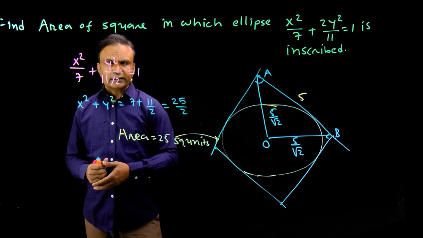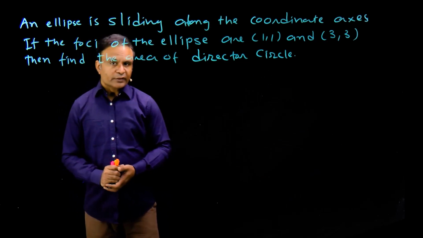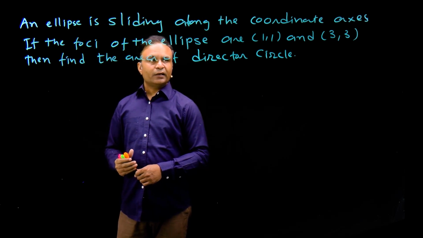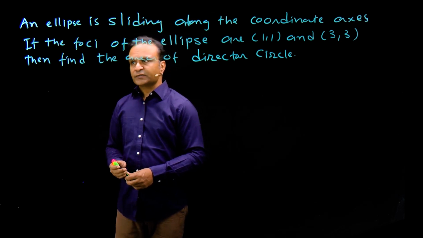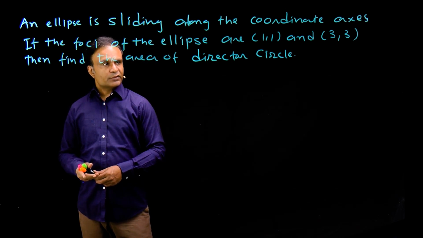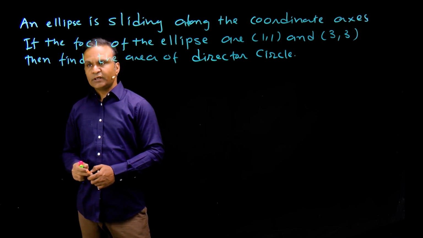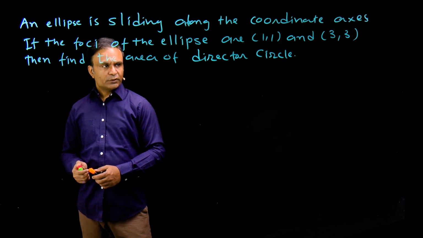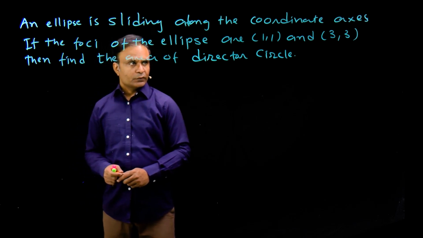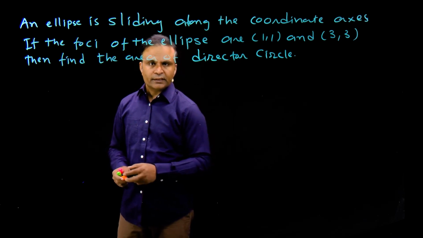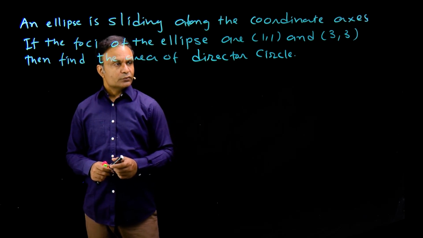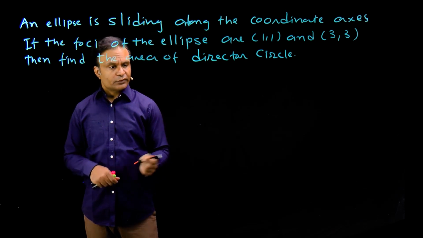एक और question try करते हैं. Okay, the question is an ellipse is sliding along the coordinate axes. If the foci of the ellipse are (1, 1) and (3, 3), then find the area of the director circle. So actually the coordinate axes are tangents to this ellipse whose foci are (1, 1) and (3, 3).